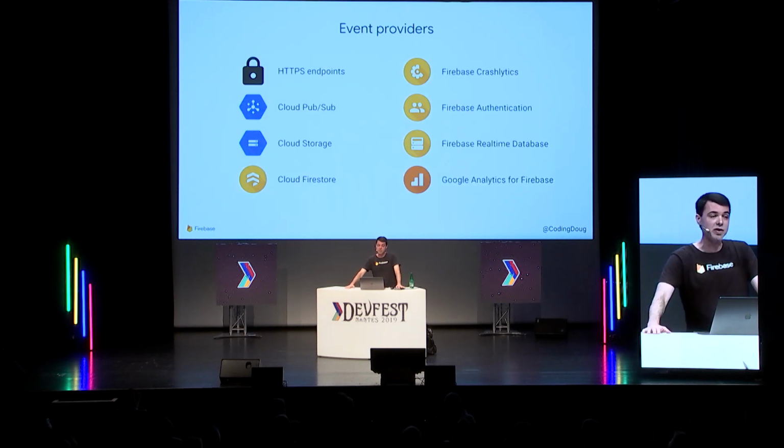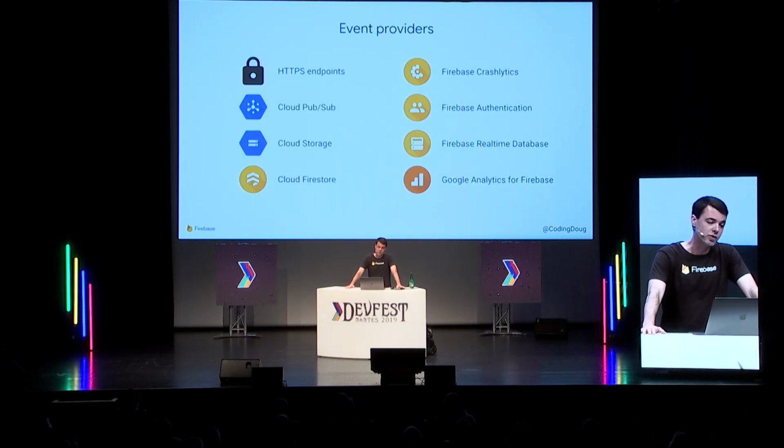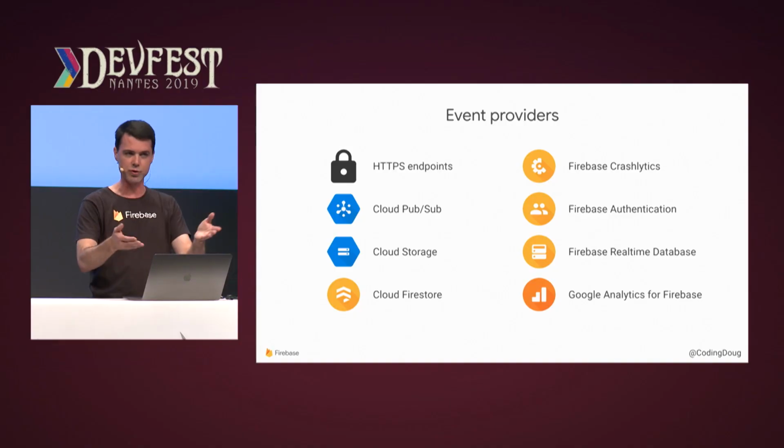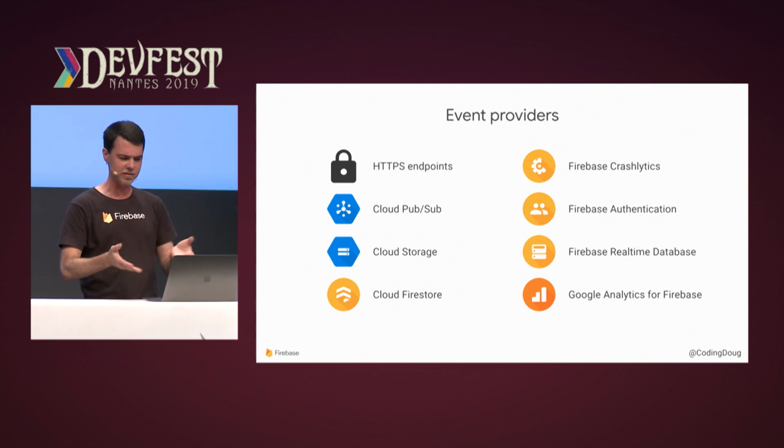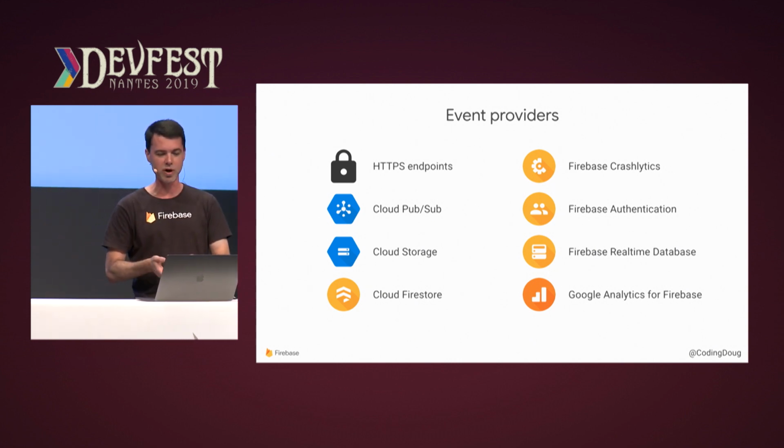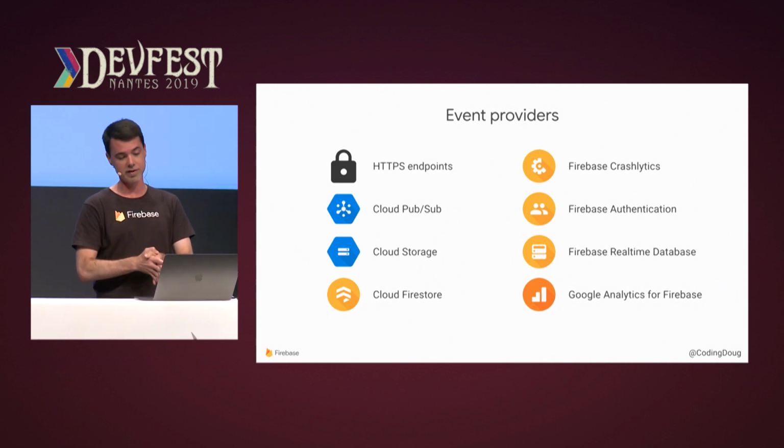Here's a selection of event providers. So with Cloud Functions, you can write HTTP endpoints, so create a REST API, typical backend code that you call directly from your app. There are also a number of products that generate events. This is just a small sample, actually. There are more products here that generate events than are on this slide.